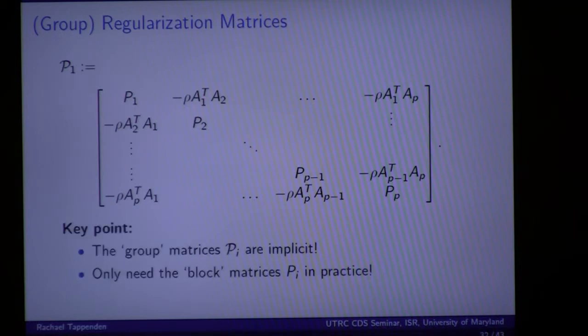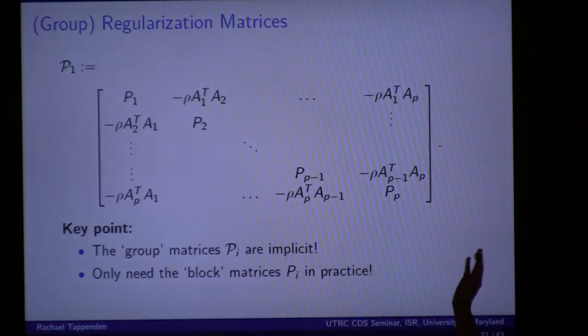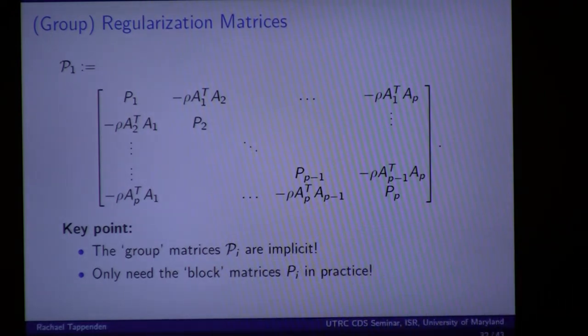Okay, so this is what my matrices are going to look like. In the original Gauss-Seidel case, we just have these P1, P2, all the way up to Pn. So this is a group regularization matrix. I'm going to have several regularization matrices, and they're all going to have this same kind of structure.